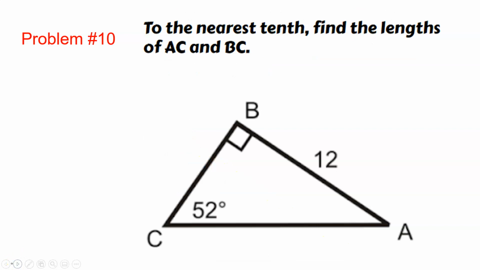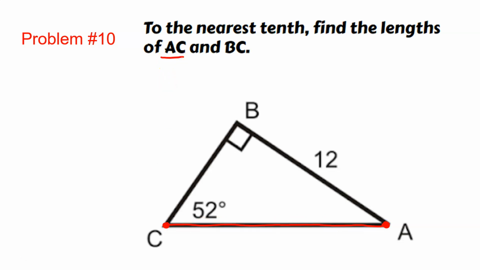Take a look at problem number 10. It says, to the nearest tenth, find the lengths of AC and BC. So I actually have to find two sides. So from A to C, and then from B to C. So let's start off here from A to C. We'll work with that one first.